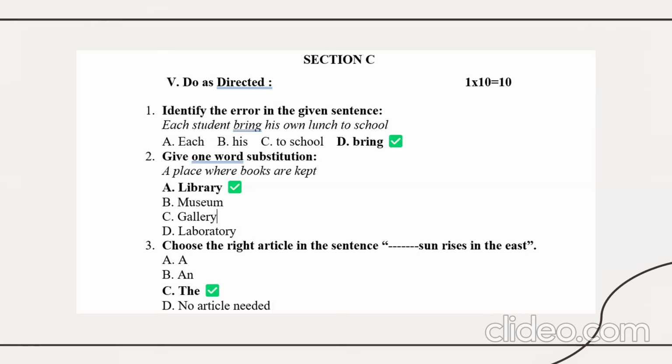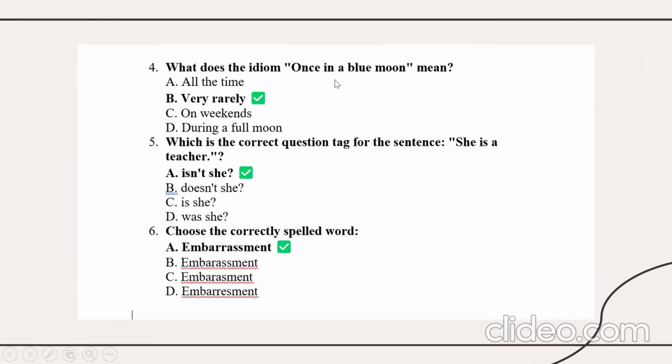Okay. Third question, choose the right article in the sentence. So, sun rises in the east. The correct article here is "the". What does the idiom once in a blue moon mean? Very rarely. So, in the exams, write B, very rarely, full answer.